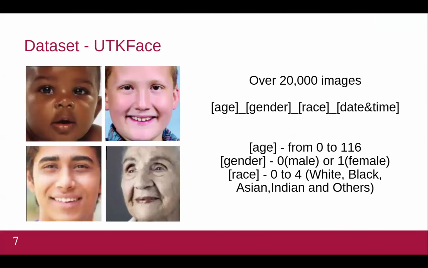So the dataset we have used is the UTKFace dataset. It has over 20,000 images, and the file name is formatted in a way which is age underscore gender underscore race underscore date and time. The age is from 0 to 116. Gender is female and male. And the race is of 5 types, which is white, black, Asian, Indian, and others.